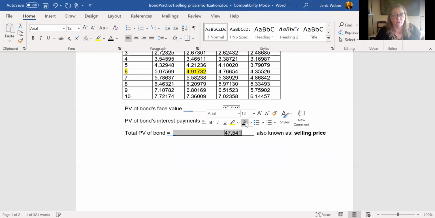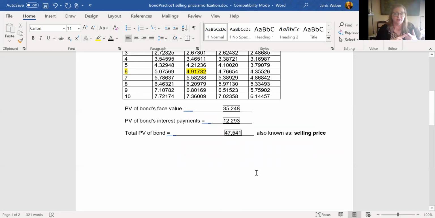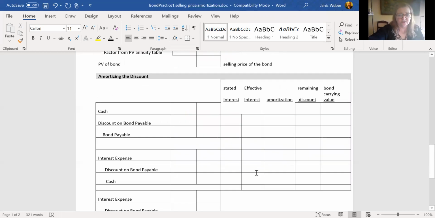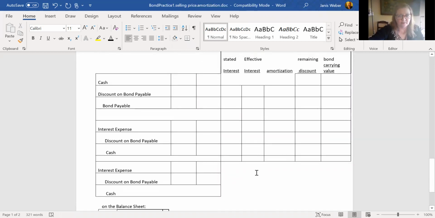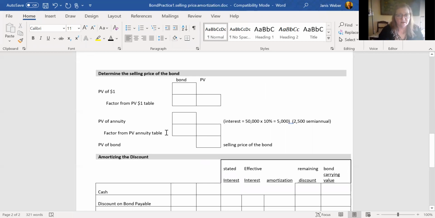When I combine them, I have the selling price. It's going to sell for the present value of the combination of the lump sum that's going to be due at the end of the bond period and the present value of the stream of interest payments. So 47,541. All right, so I put that in a little spreadsheet down here, which is the same exact thing.